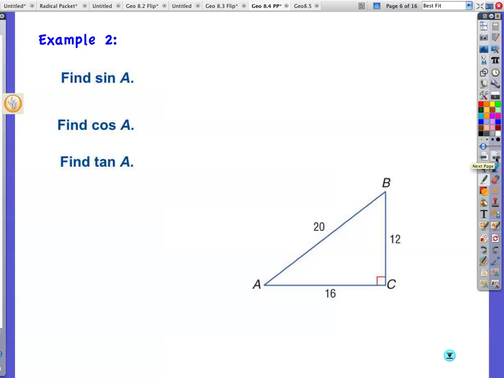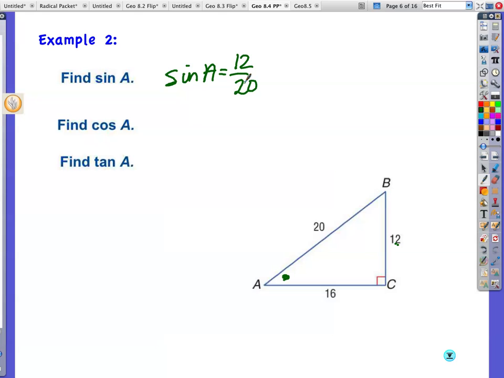Okay, now we're going to actually do a little figuring here. Let me skip ahead to make sure we've got this worked out. I think I want to show you the sine of A is opposite over hypotenuse. So here's my corner that's A. Opposite is 12. Hypotenuse is 20. So sine of A is 12 over 20. And we're just going to leave it.